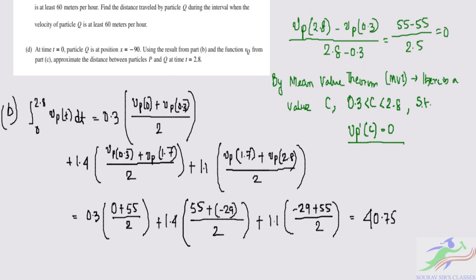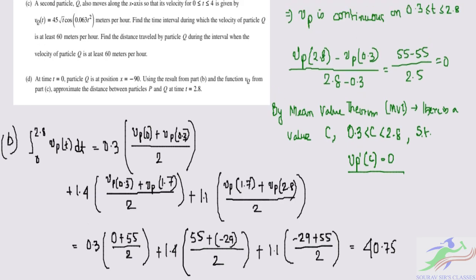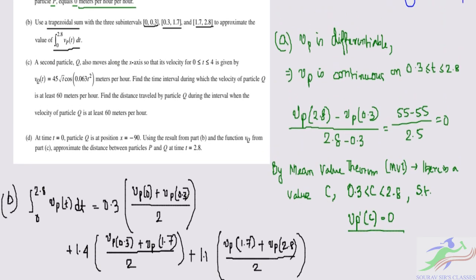So this will be the answer using your trapezoidal sum. Okay, use a trapezoidal sum, right? So this is for part B. Now move to part C. I will come at the last to the scoring point section.